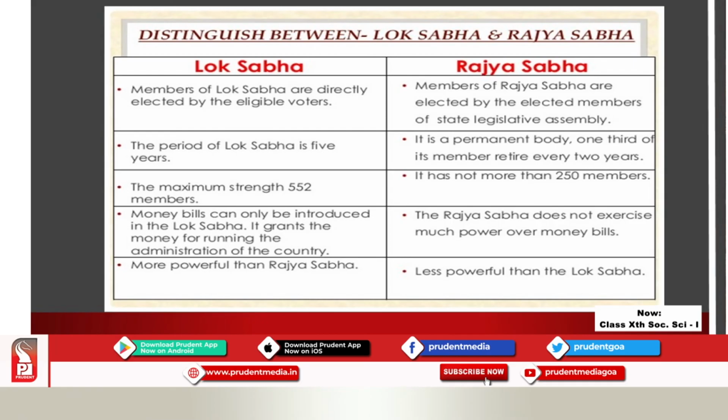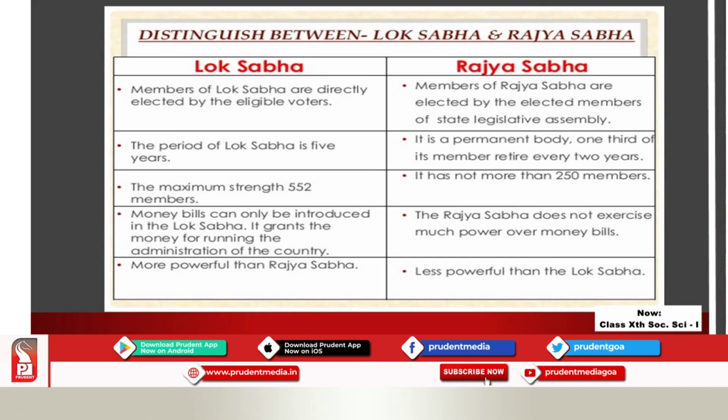What are the points of difference between Lok Sabha and Rajya Sabha? The members of the Lok Sabha are directly elected. We have seen they are directly elected by the people. On the other hand, the members of Rajya Sabha are elected by the elected members of the State Legislative Assembly. We call them the MLAs. The term of Lok Sabha is 5 years. On the other hand, the Rajya Sabha is a permanent body. It cannot be dissolved, but its members retire after every 2 years.